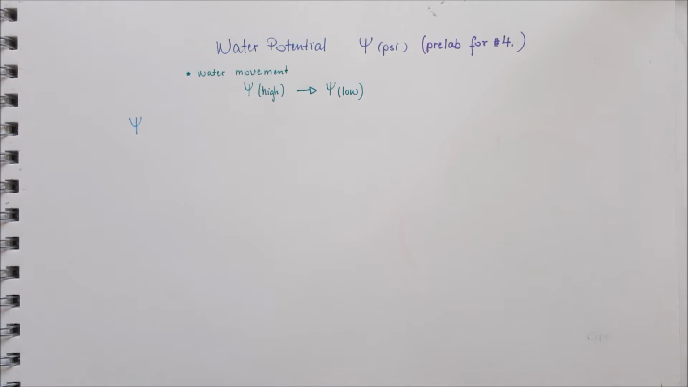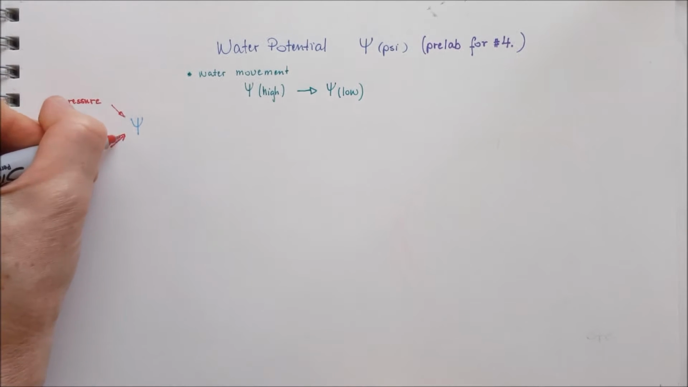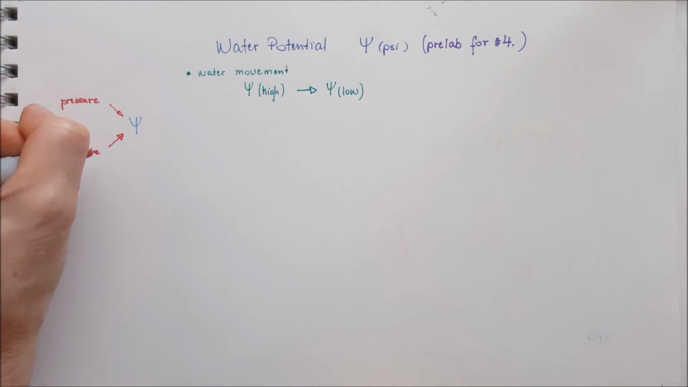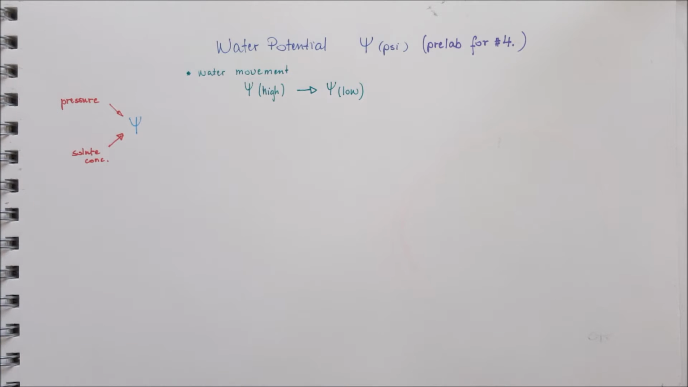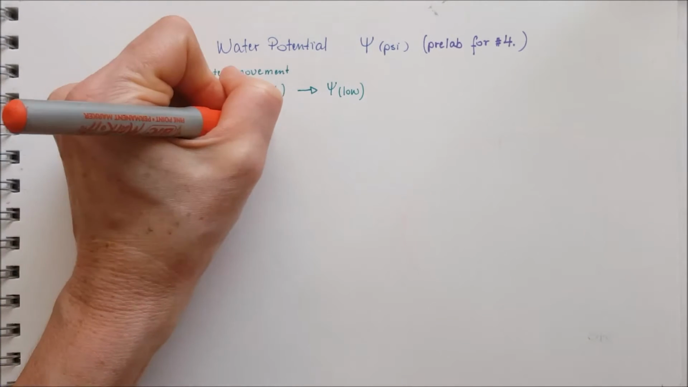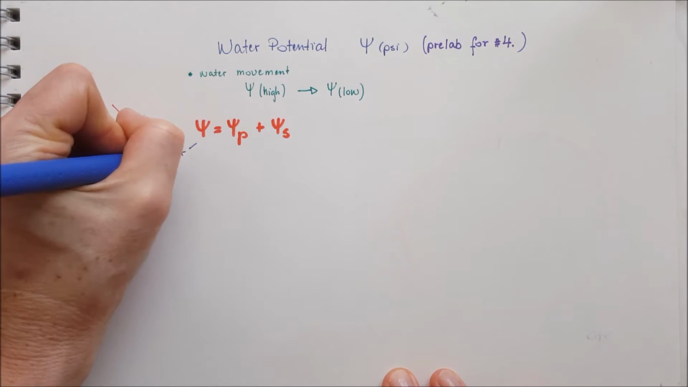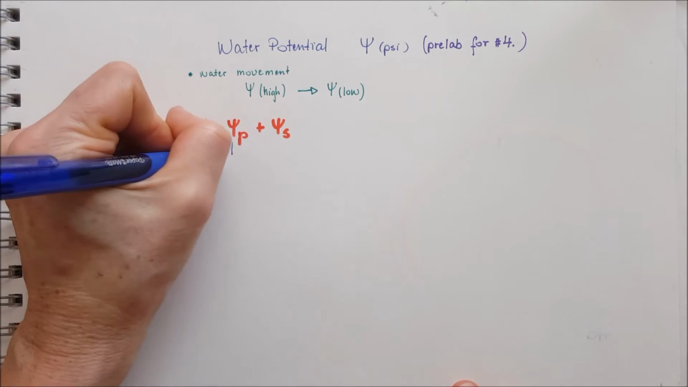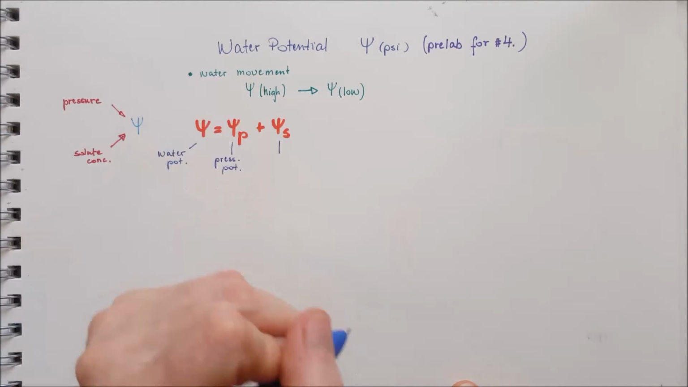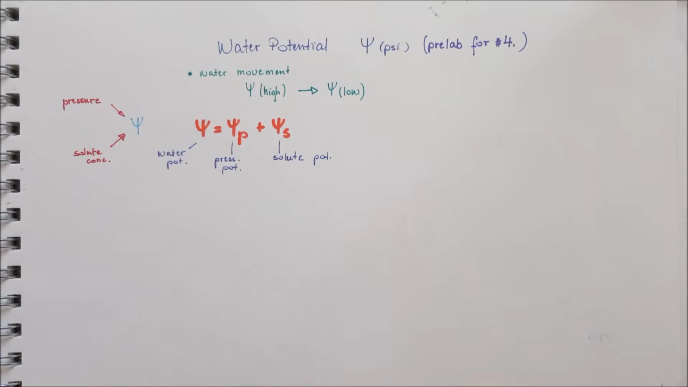pressure, as well as depends on the solute concentration in the solution. Or we can write it down, water potential equals the pressure potential and the solute potential's sum. So P means pressure potential and CS means solute potential. Solute potential, the solute's concentration in the water.